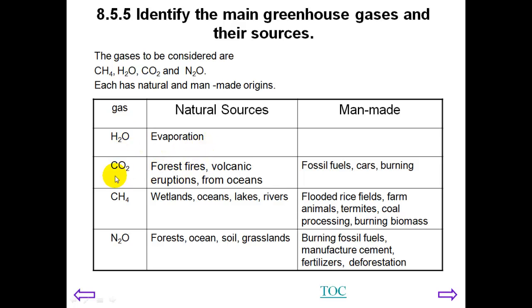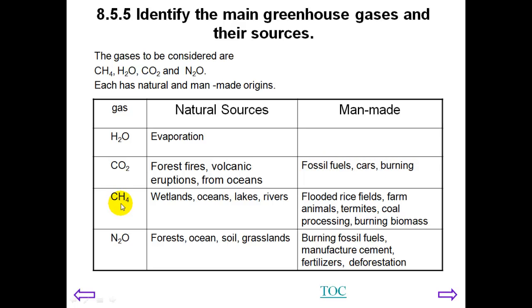Next one is carbon dioxide. This happens naturally due to forest fires, volcanic eruption, and from oceans. There's some gas given from oceans, but also mankind makes a great deal of CO2 from burning fossil fuels, from cars, and from burning things generally.